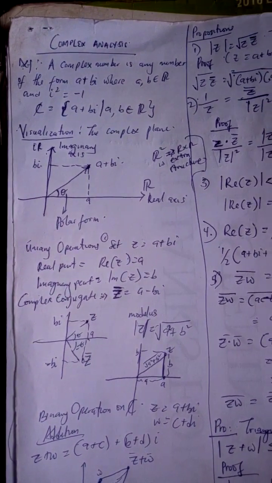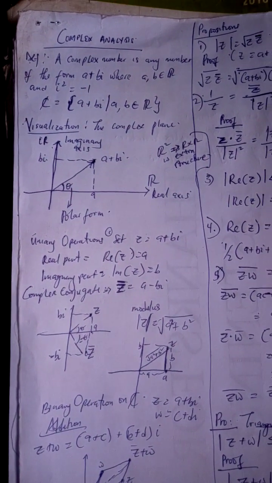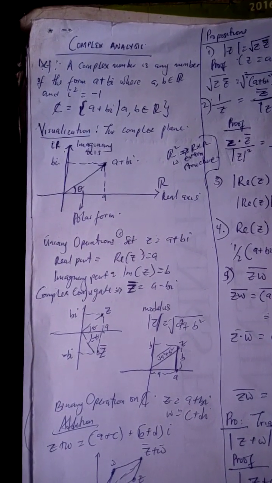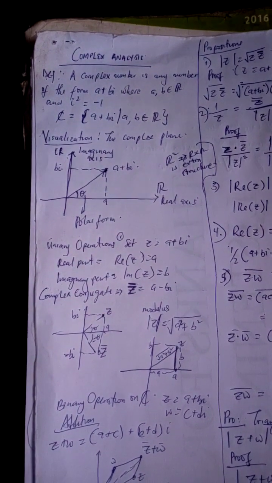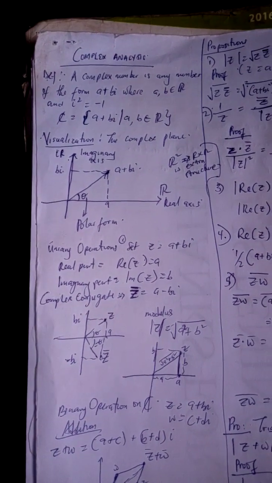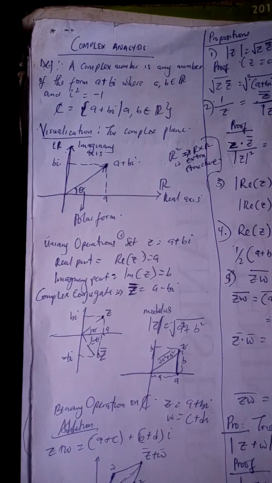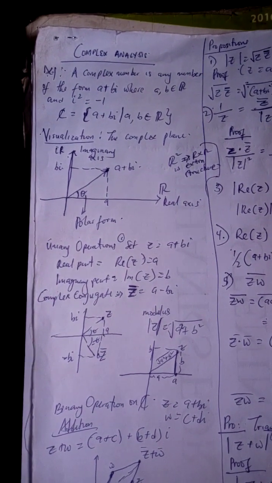So now we're looking at the definition. A complex number is any number of the form a plus bi. You know that a and b both belong to the real numbers, but you should know also that we have the real part and the imaginary part under complex analysis. The a here is the real part, while the b is the imaginary part.